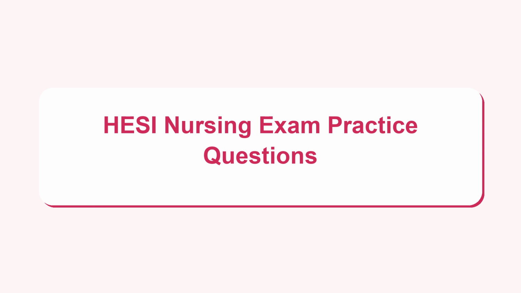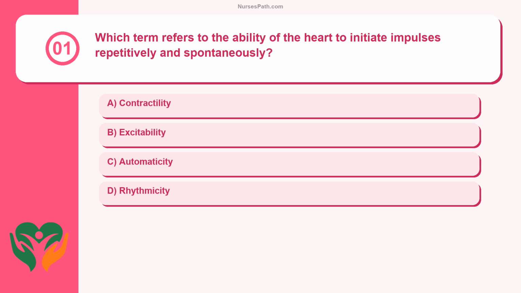HESI Nursing Exam Practice Questions. Question 1. Which term refers to the ability of the heart to initiate impulses repetitively and spontaneously? Contractility, excitability, automaticity, rhythmicity.